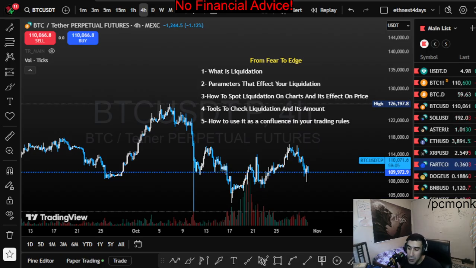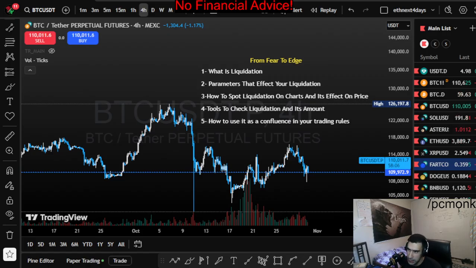The liquidation will act differently depending on the position that we're opening. Is it isolated or is it cross? All right, so now we know that. What else we want to talk about next is, so the third thing, how to spot liquidation on charts and its effect on price.